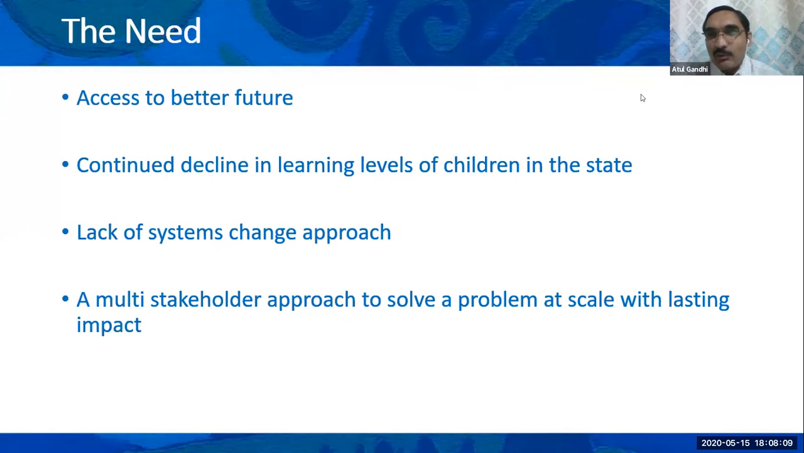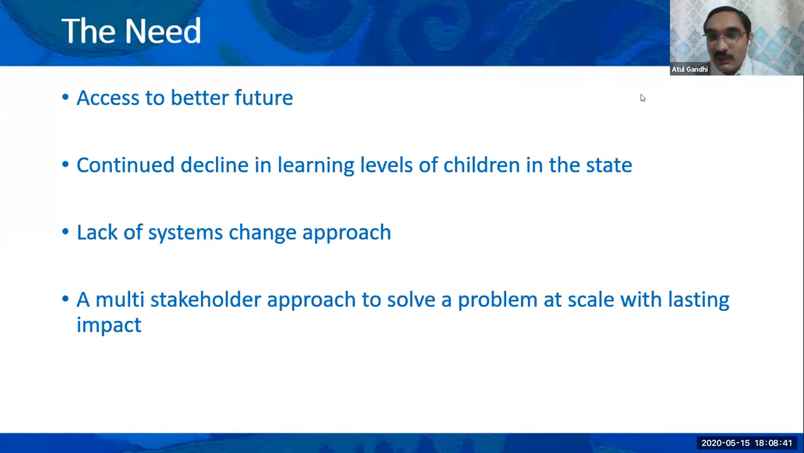There may be a program which is running fantastically in, say, 50 schools or 100 schools, but for a district which has close to 2,000 schools, the district education officers would really not find it relevant as to how they would be able to take the learnings from these small experiments to the entire district.